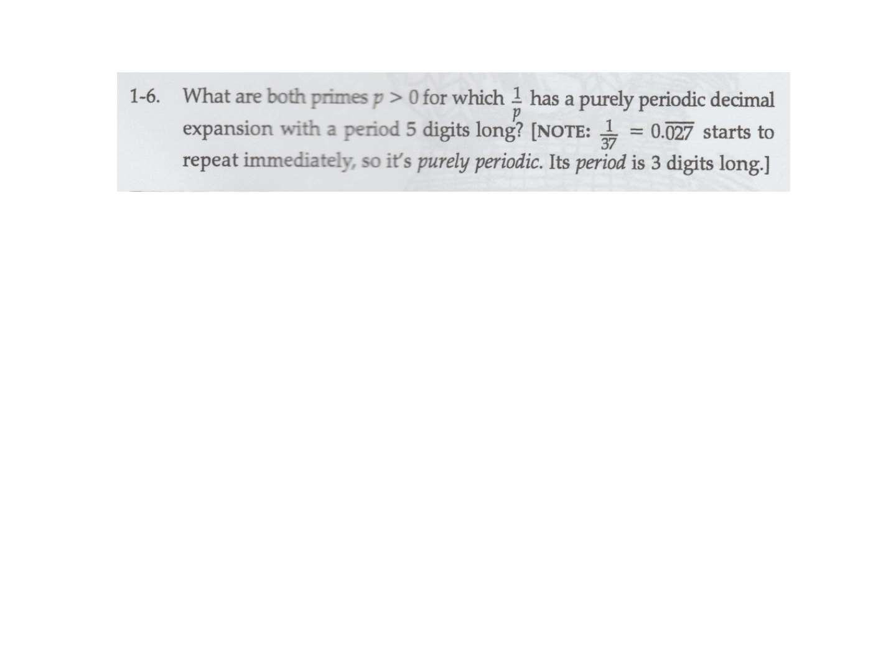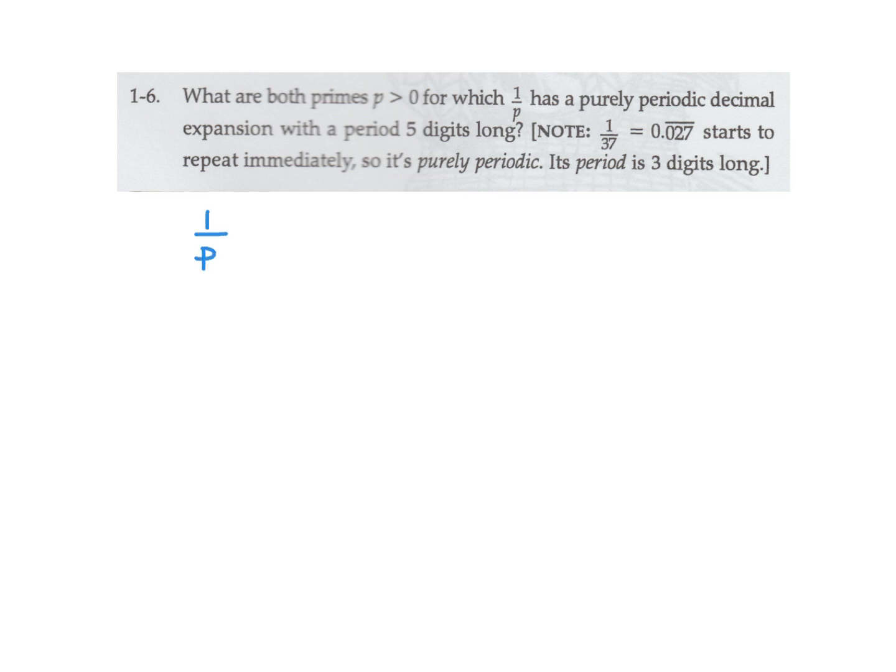What are both primes p greater than 0 for which 1 over p has a purely periodic decimal expansion with a period 5 digits long? Note 1 over 37 equals 0.027, starts to repeat immediately, so it's purely periodic. Its period is 3 digits long.